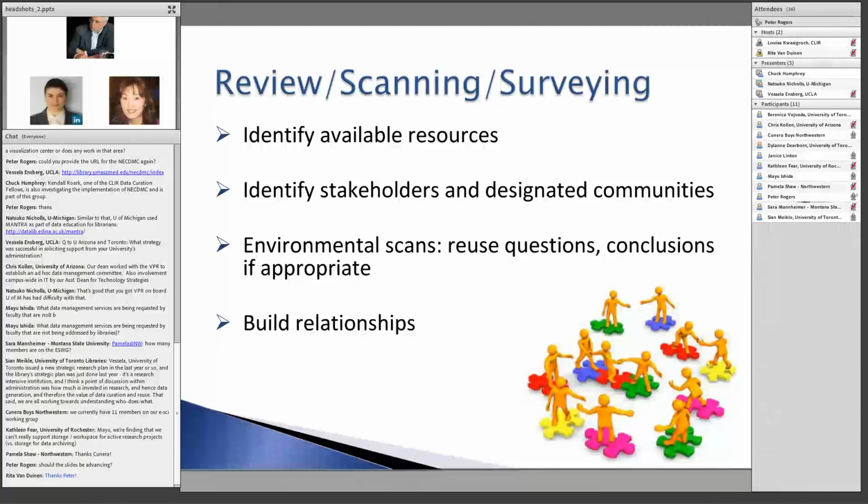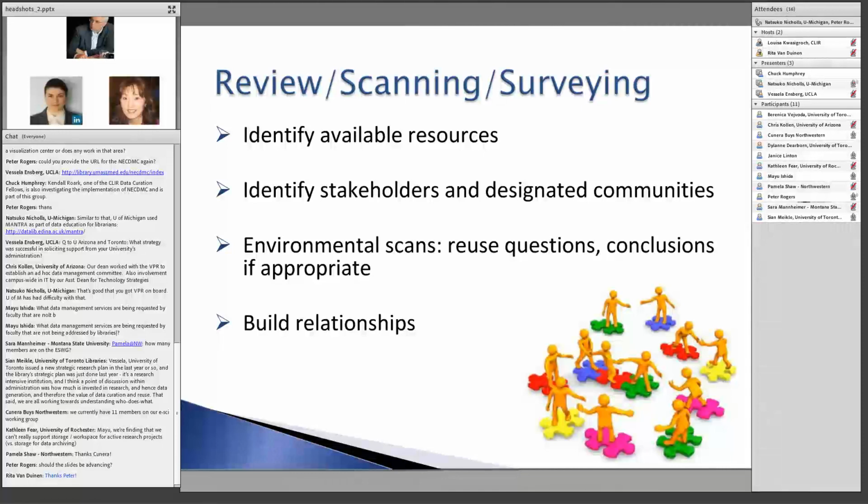Finally, we try to build relationship within the library and across campus units. And some presenters already mentioned that having the administrative on board or even across campus outside the university library, mostly about the OVPR, Office for Research Vice President, which often is the key players.